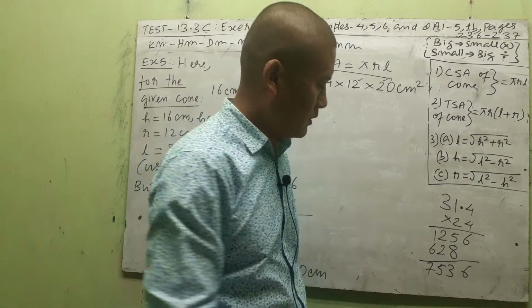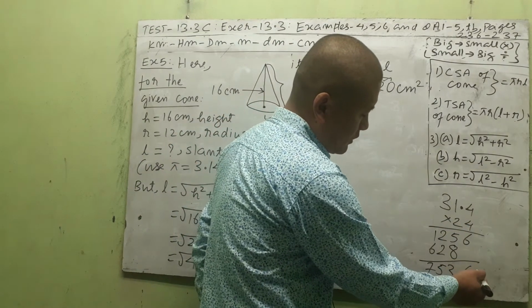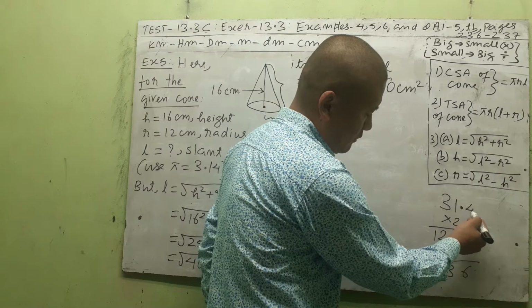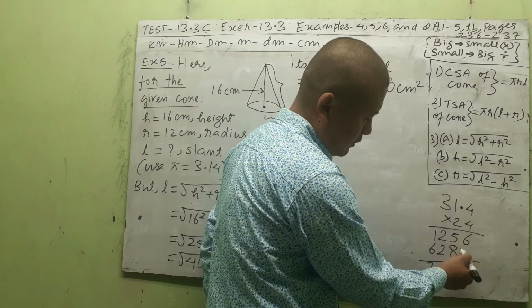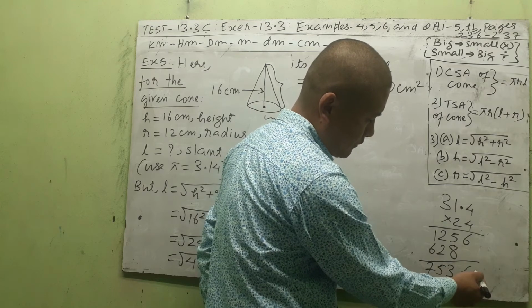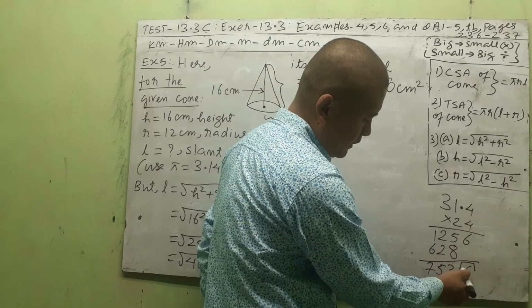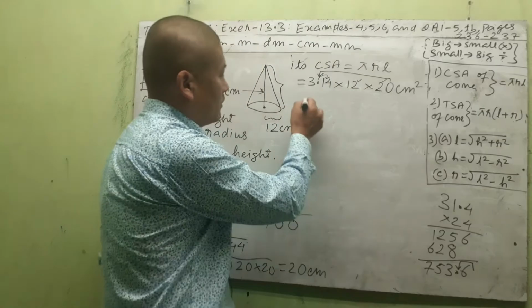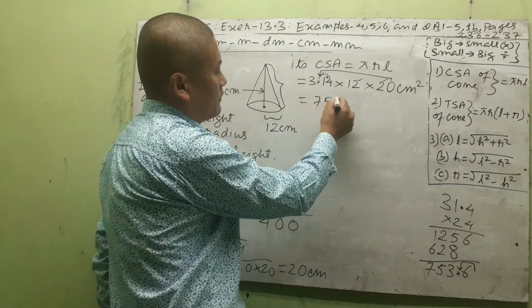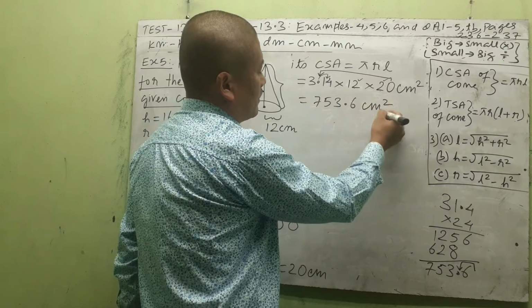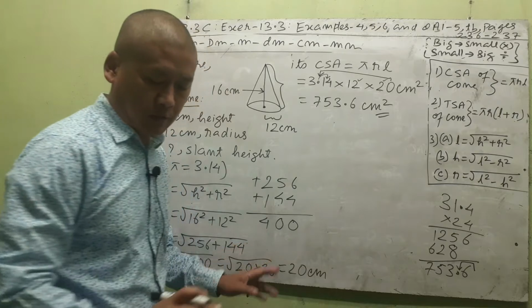There's no decimal here. So only one; we start from the extreme right, and we have to take that one decimal place into account once we add and get a sum. In the sum, start from the extreme right and go one place left, because of one decimal place, and the decimal will come here. So it will be equal to 753.6 centimeters square, approximately, this curved surface area.